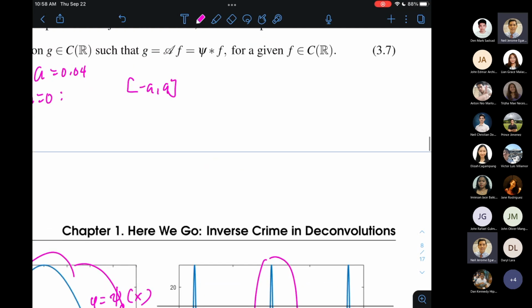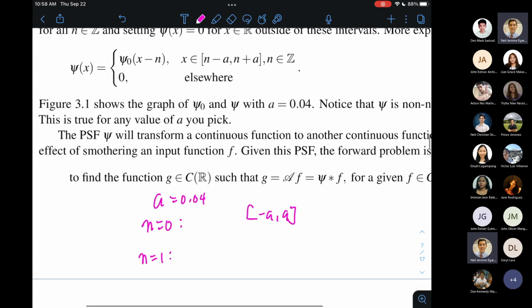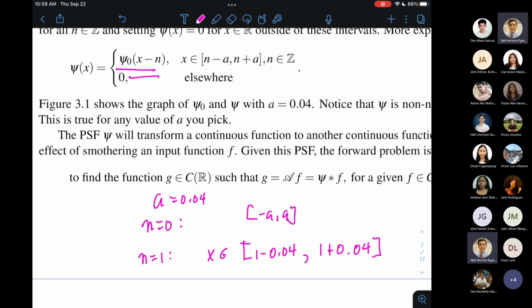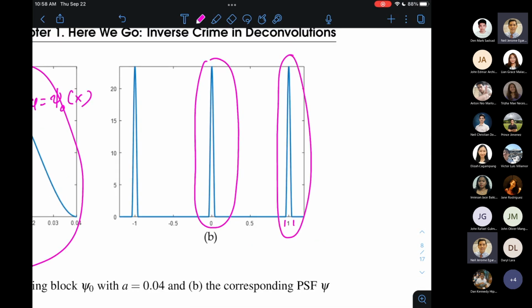Then, when would it become non-zero again? When would the value of psi sub 0 become non-zero again? When n is equal to 1, it means I will copy psi sub 0 to the interval of 1 minus 0.04 to 1 plus 0.04. So that would be from 0.96 to 1.04. This is the second copy of psi sub 0. So this is psi sub 0, and this is psi sub 0.